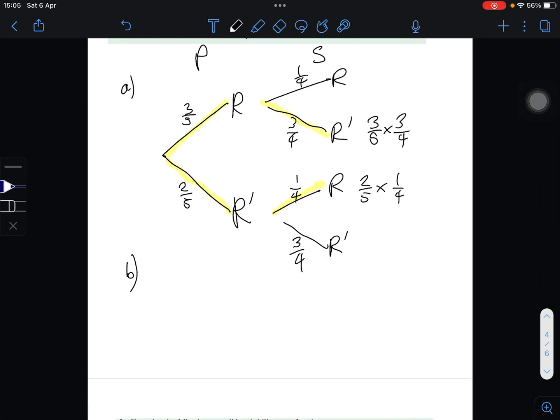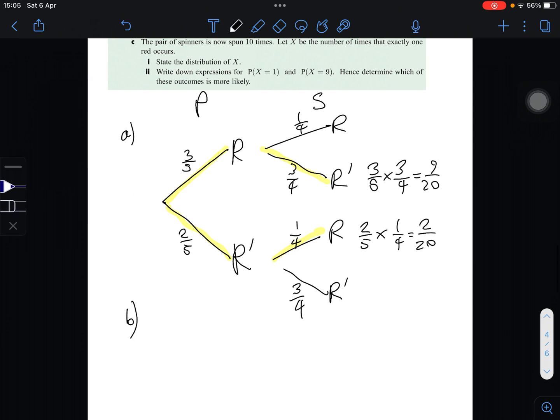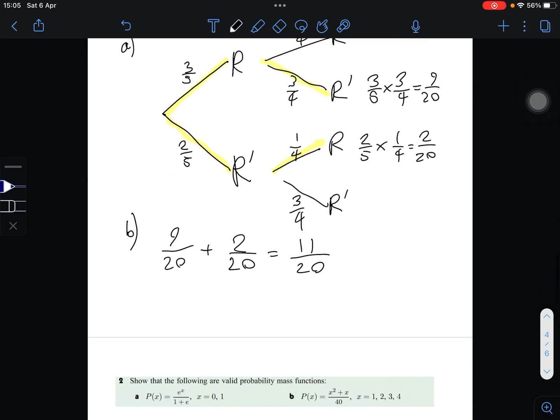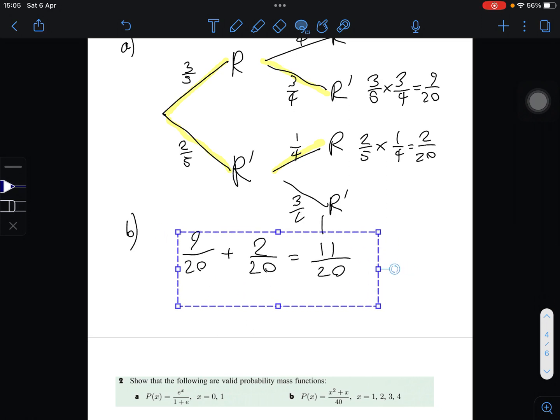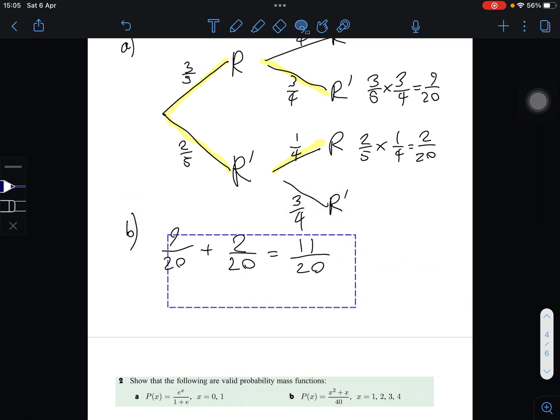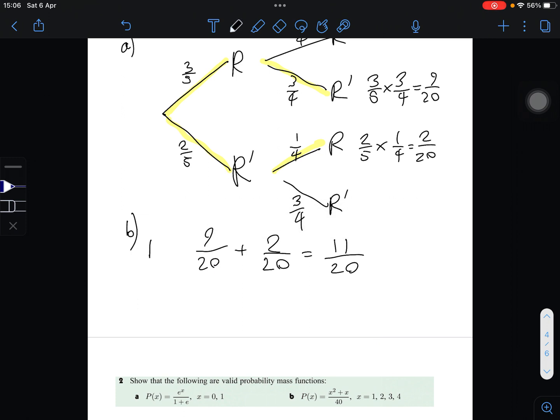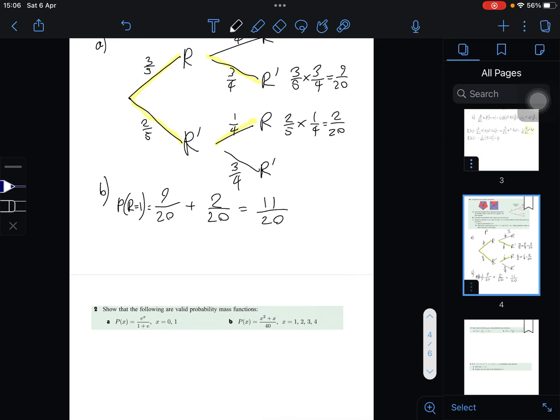So 3 over 5 times 3 over 4 gets me to 9 over 20, and then 2 over 20, which is the same as 1 over 10. But it's easier if I keep them over 20, because then I can add them together using the power of fractions. 9 over 20 plus 2 over 20 gets me to 11 over 20. And that's P of R equals 1, or P of red equals 1. There's one red.